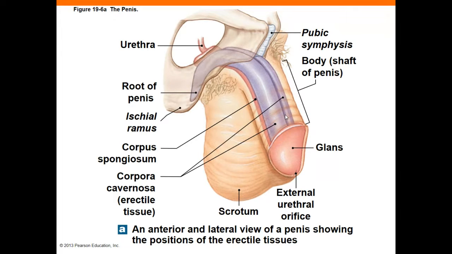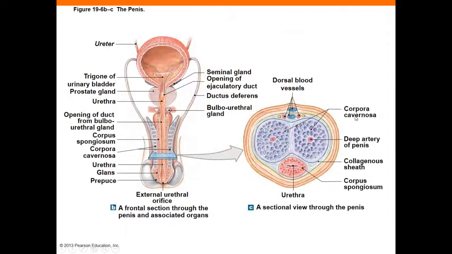And during erection, the parasympathetic neurons are going to release nitrous oxide, which is a vasodilator. So that allows those blood vessels to dilate, which allows blood flow to come into the penis, which allows those erectile tissues to become erect and the penis to become hard.